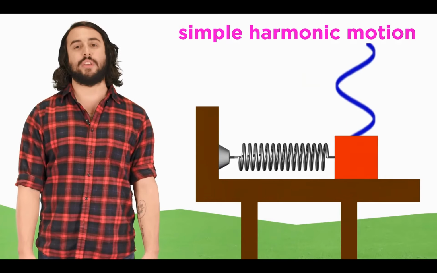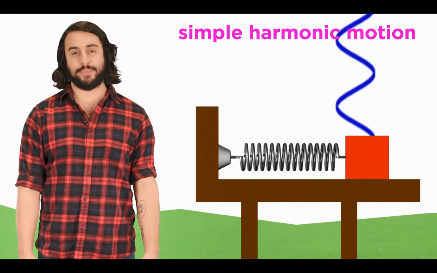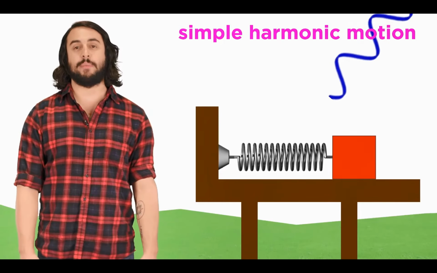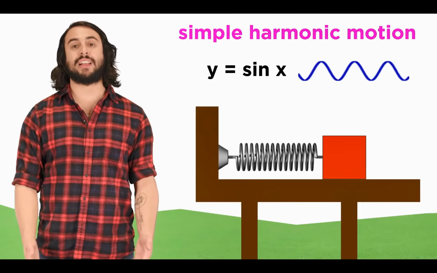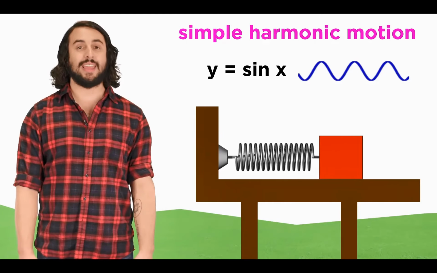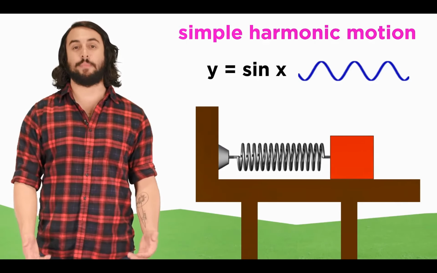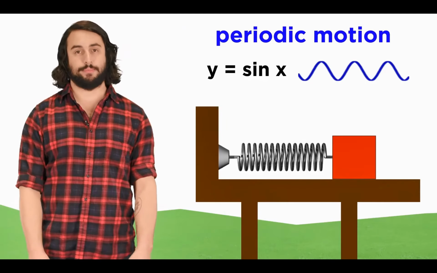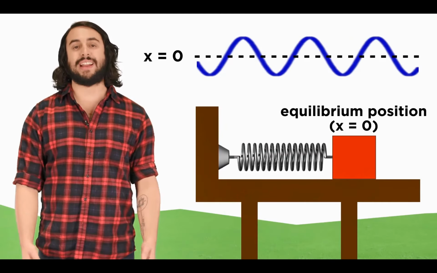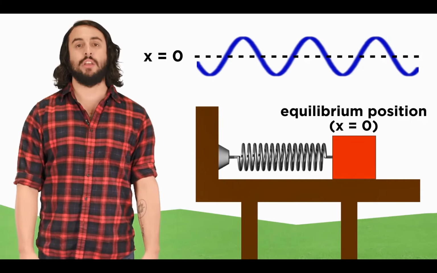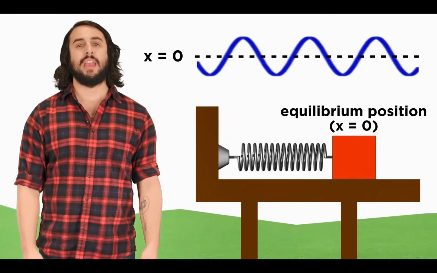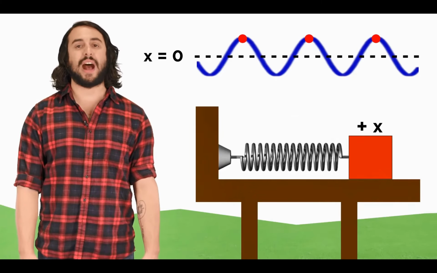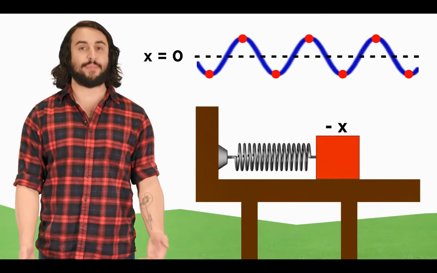If we were to graph the position of the block against time, it would display sinusoidal behavior, just like a trigonometric sine function, where the block continues to occupy the same positions over a particular period of time, which is why we call this periodic motion. X equals 0 at the equilibrium position of the block, where it sat before we pulled it, and assuming 0 friction, the block will oscillate between positive x and negative x indefinitely.